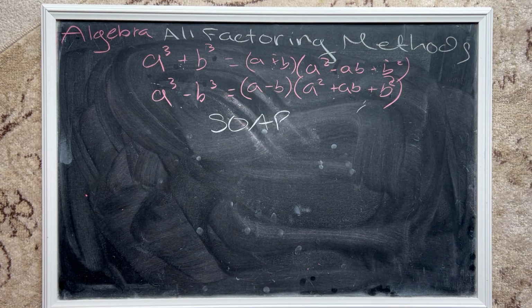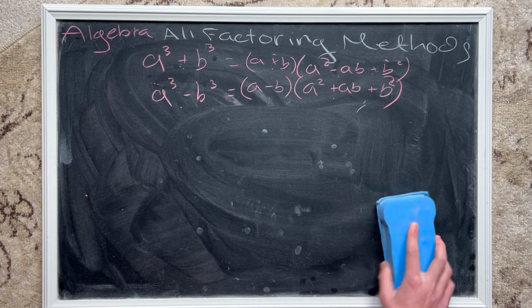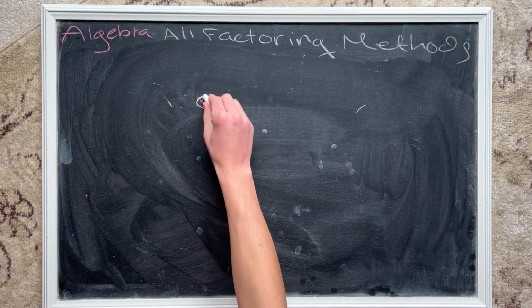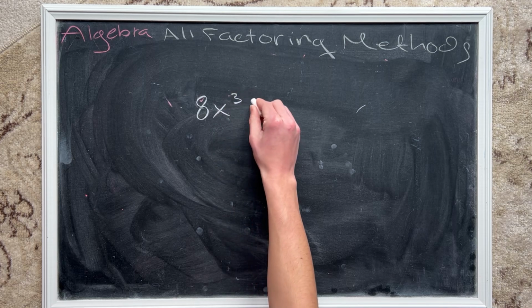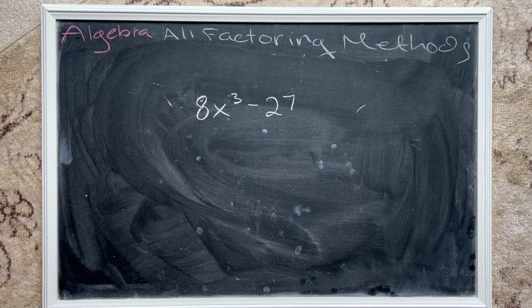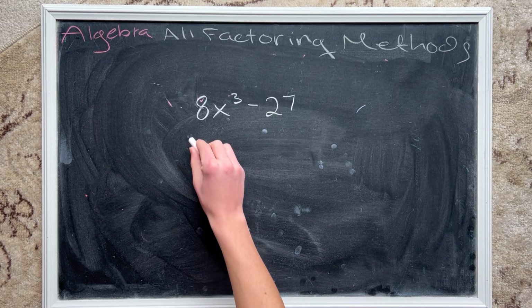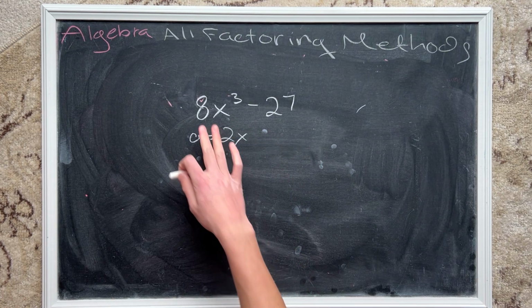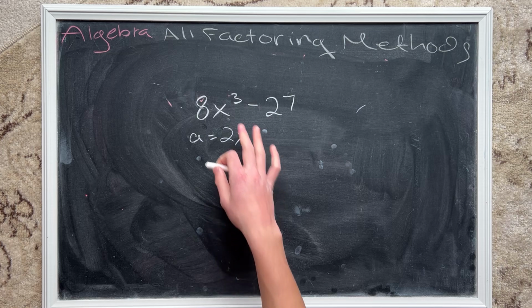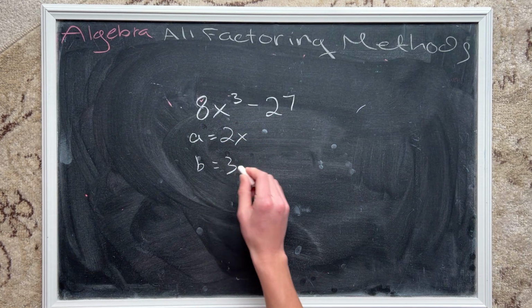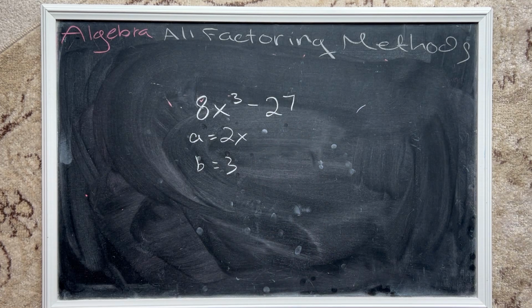So let's try this. If we had something like 8x to the third power minus 27, we'd have to apply our difference of cubes formula. So we have to identify first our a and our b. So let's say our a is equal to 2x, because 2 to the third power is 8, x to the third power is x cubed. And then b is equal to 3, because 27 is 3 cubed.